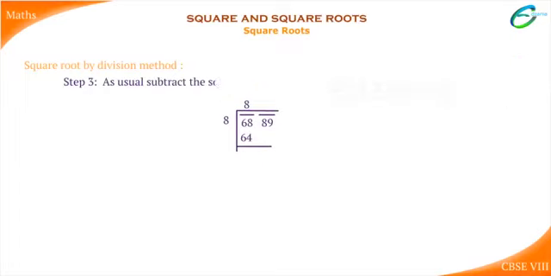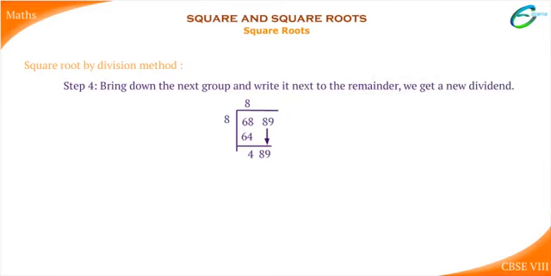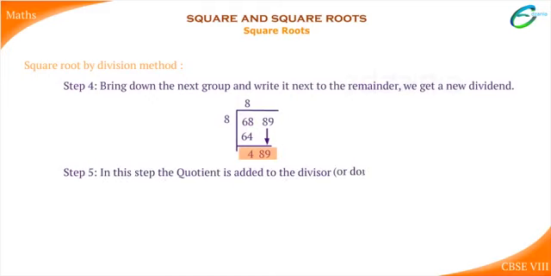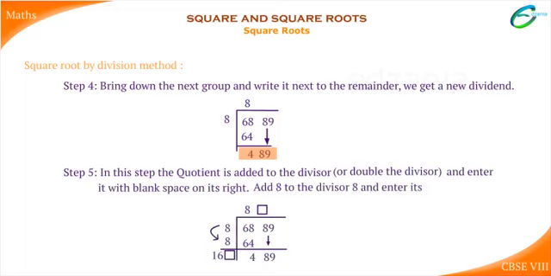Step 3. As usual, subtract the square from the leftmost group to get the remainder. By subtracting 64 from 68, we get 4 as the remainder. Step 4. Bring down the next group and write it next to the remainder. We get a new dividend. Now the new dividend is 489. Step 5. In this step, the quotient is added to the divisor, or double the divisor, and entered with a blank space on its right. Add 8 to the divisor 8 and enter its sum with a blank space.